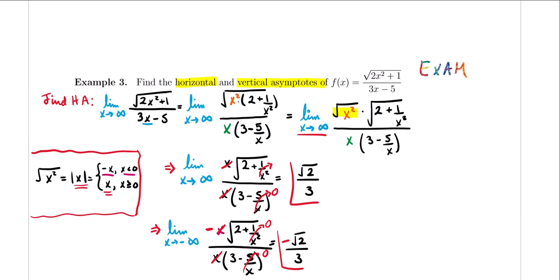Okay, now we're not entirely done. We found the horizontal asymptotes. But what about the vertical asymptotes? Well, let's see. Now the good news here is that, remember, vertical asymptotes are a little bit simpler. All right, so let's go ahead and find the vertical asymptote.